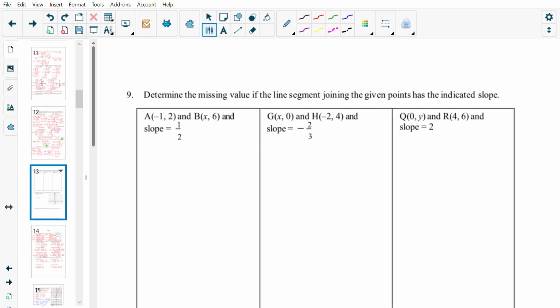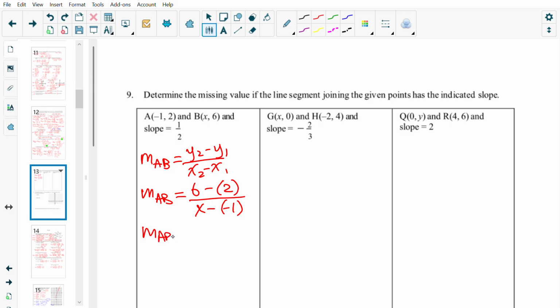Next page. Determine the missing value if the line segment joining the given points has the indicated slope. Slope of AB equals y2 minus y1 over x2 minus x1. So you can label it, or let's try to do this without labeling. Slope of AB equals y2, which is 6, minus y1, which is 2, over x2, which is x, minus x1, which is negative 1. Slope of AB equals 4 over x plus 1.